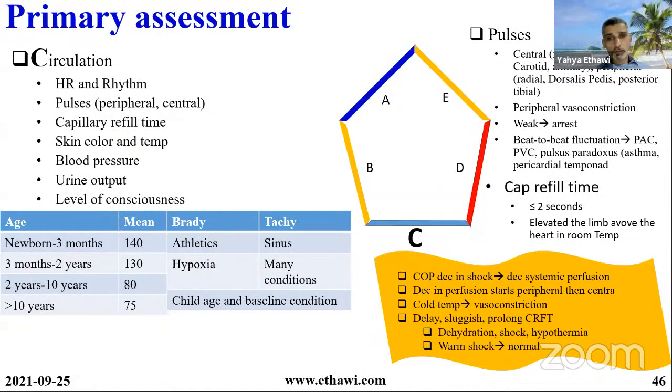Usually the drop in perfusion starts peripheral and then central. Remember, when the extremities are cold, there is probably vasoconstriction. Also remember, when you talk about capillary refill time, you say whether it is delayed, sluggish, prolonged, or normal.